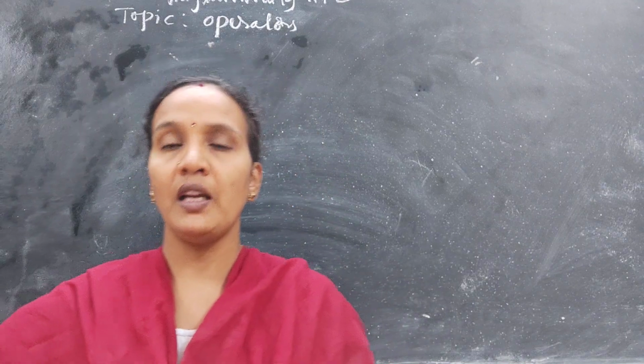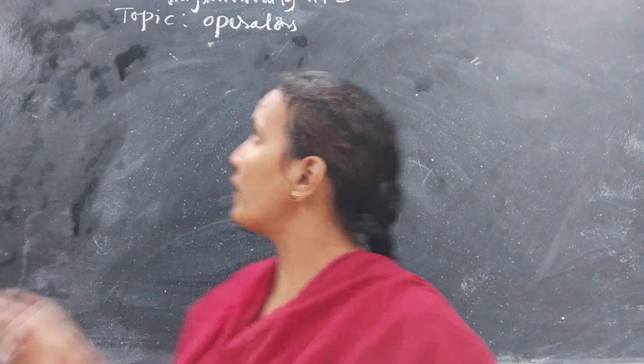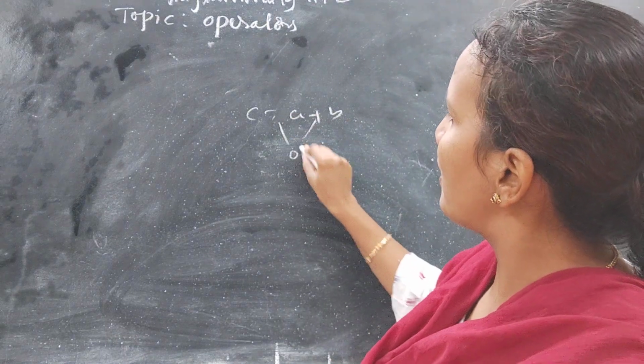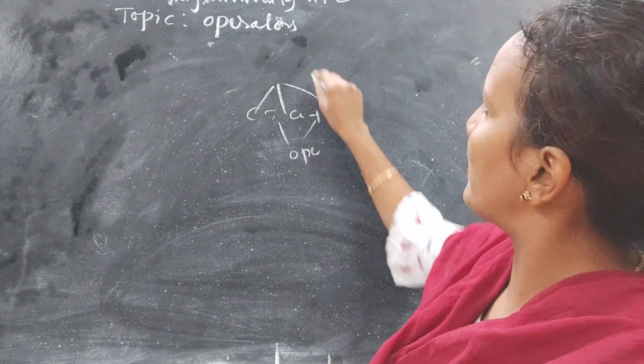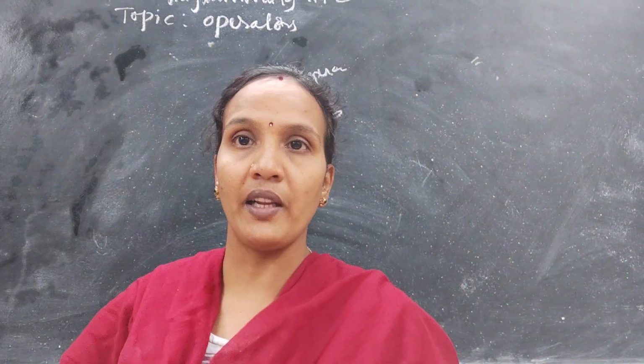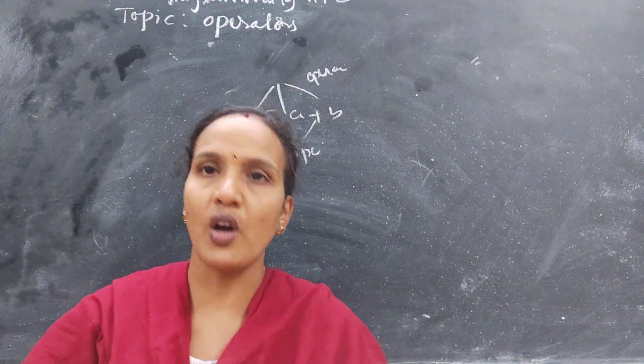What example did I give? C equals A plus B. In this, these two are called operators and these three are called operands. So operators perform some arithmetic and logical operations on operands.